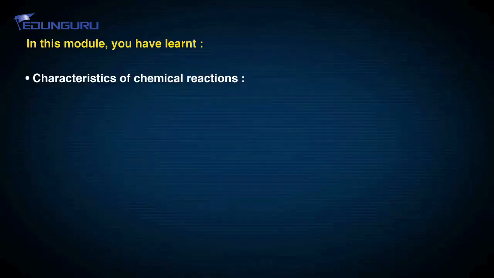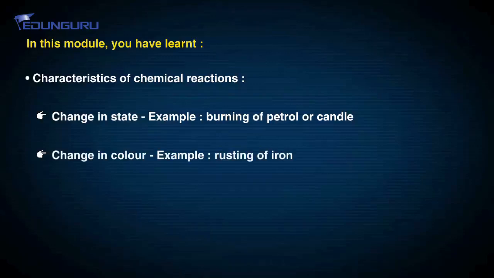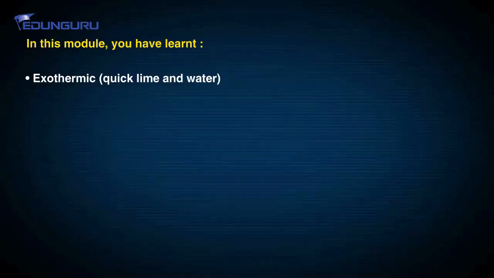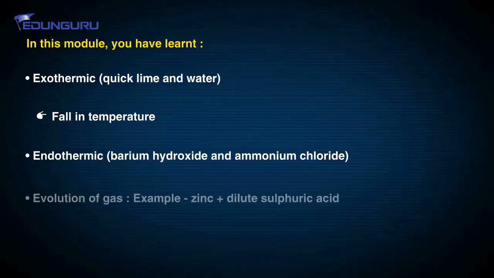Characteristics of chemical reactions: change in state. Example, burning of petrol or candle. Change in color. Example, rusting of iron. Change in temperature. Example, rise in temperature, exothermic, quick lime in water. Fall in temperature, endothermic, barium hydroxide and ammonium chloride. Evolution of gas. Example, zinc plus dilute sulfuric acid.